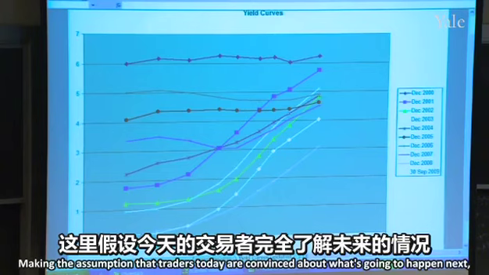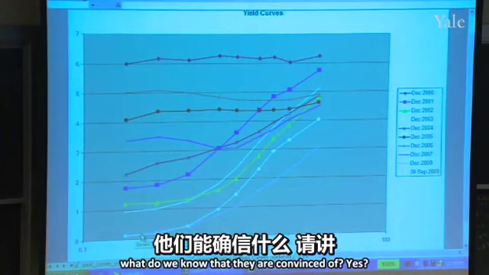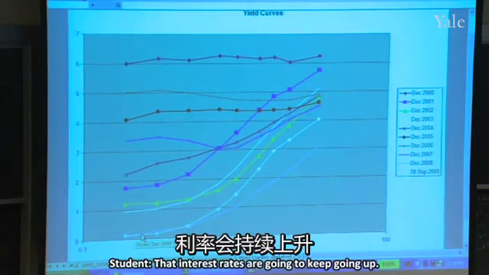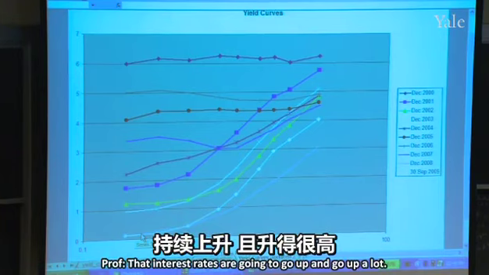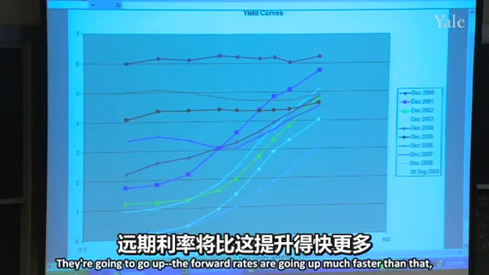Making the assumption that traders today are convinced about what's going to happen next, in the future, 10 years and 30 years, what do we know that they are convinced of? Yep. That interest rates are going to go up and go up a lot. They're not just going to go up to 4%, because that's the 30-year yield. They're going to go up. The forward rates are going up much faster than that.